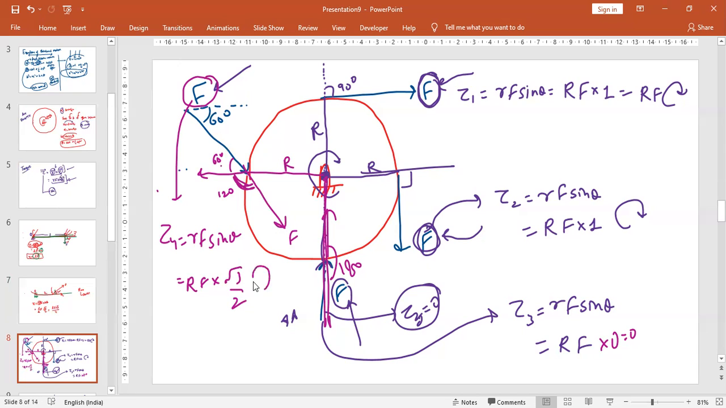And this torque will be anti-clockwise in nature. So two torques are clockwise. One torque is 0. One torque is anti-clockwise. So you can add both this clockwise torque and subtract the anti-clockwise torque, and that will be your net torque.